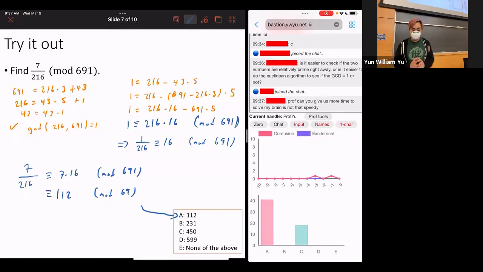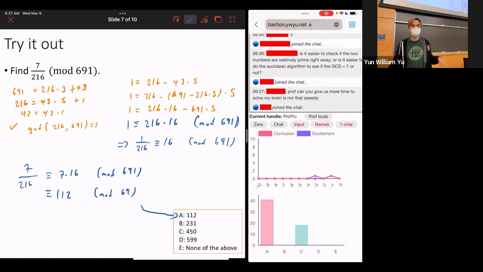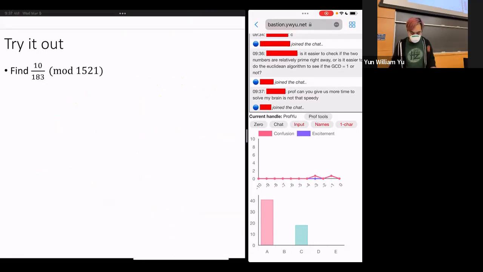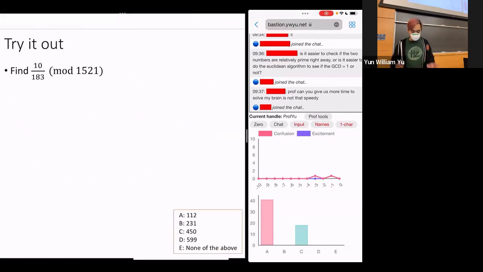Can you give us more time to solve? Okay, yeah. So I have one more here. So I'll give you a little bit more time and I will try not to rush. I think I just started that one because someone answered C really quickly, and so I thought you guys were actually solving it. But I'll give you a little bit more time on the next one. So what about, and I'll give you the answers this time, what about 10 divided by 183 mod 1521?